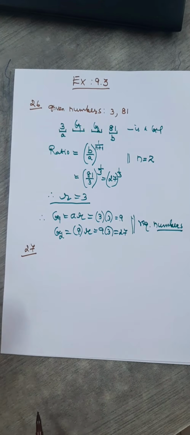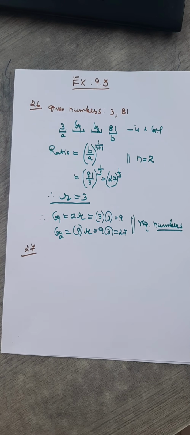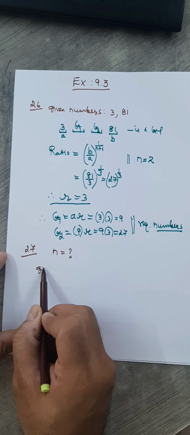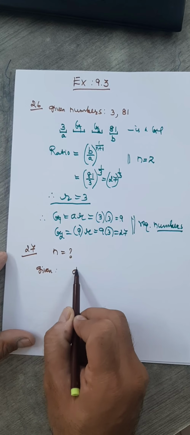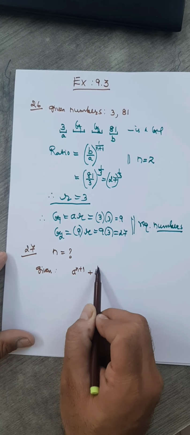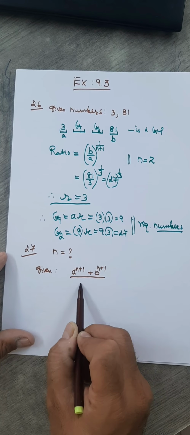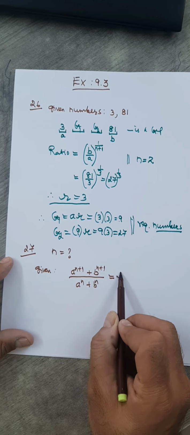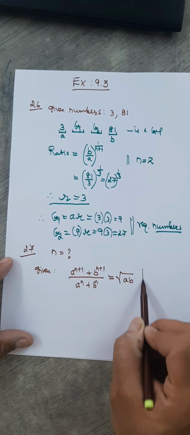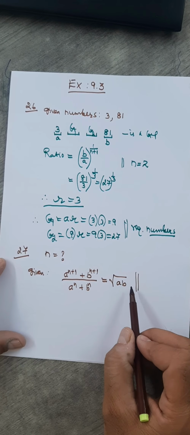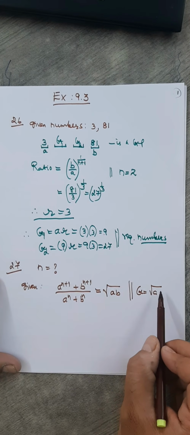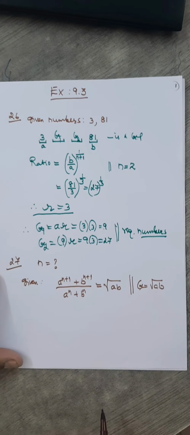Now let's go to the next question, 27. Right. Such a question we had in the discussion of arithmetic progression. You want to get the value of n. This is the question. Get n. What is given? You are given that a raised to n plus 1, b raised to n plus 1 upon a raised to n plus b raised to n equals root AB. You are given that this is a geometric mean. Okay, because here the geometric mean is root AB. We know it. Right? This is the geometric mean, which is root AB.